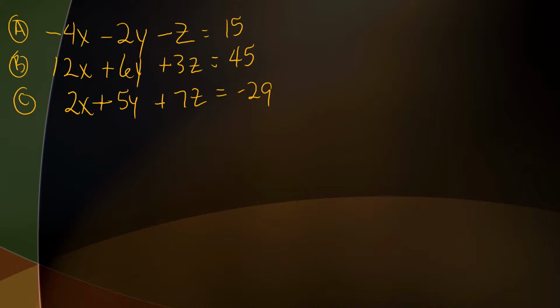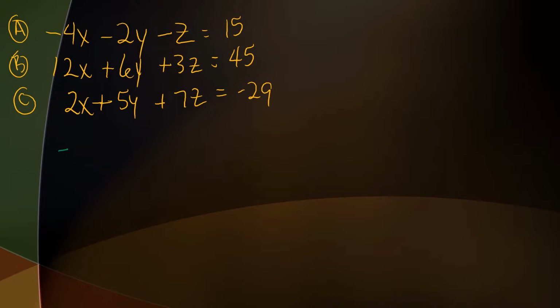So on this one, I'm going to start off with equation A and B, and I'm going to eliminate the z. There's no special magic in that. I could have picked x, I could have picked y, I could have picked A and C, I could have picked B and C. It just so happened on this one, I first picked A and B. So if A is negative 4x minus 2y minus z equals 15, and B is 12x plus 6y plus 3z equals 45, if I multiply this A equation by 3, I'm going to end up with a negative 3z and a positive 3z, so I'll start with that.